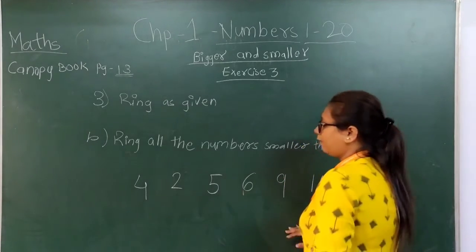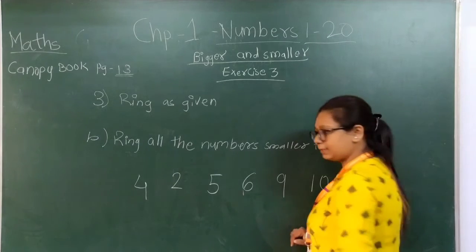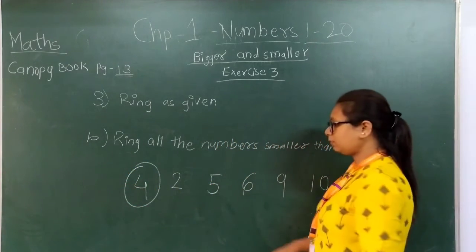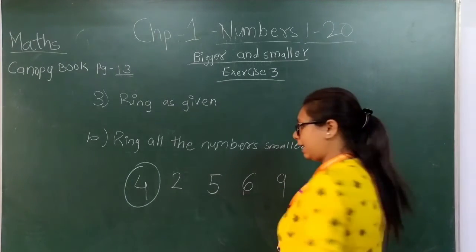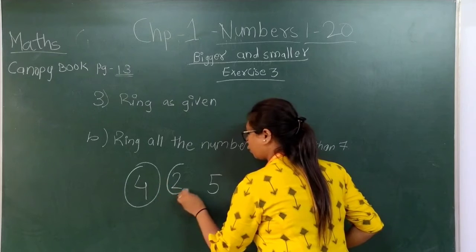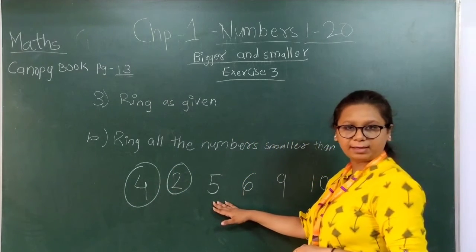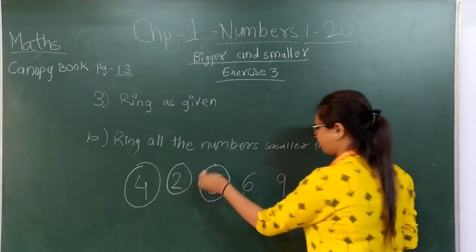So we will start. 4. Now is 4 smaller than 7? Yes. So we will circle 4. We will ring 4. 2. Is 2 smaller than 7? Yes. So we will ring 2. 5. Is 5 smaller than 7? Yes. So we will ring 5 over here also.